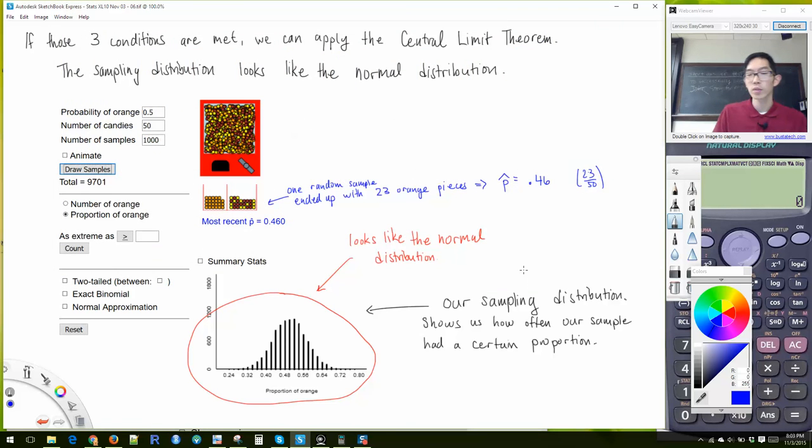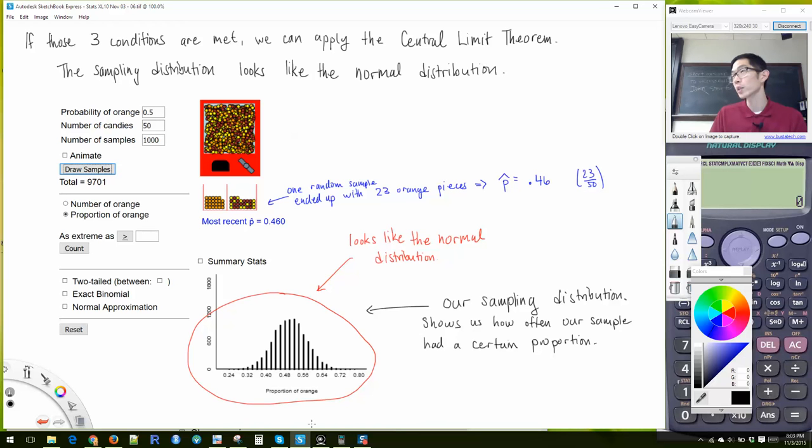I hope this demonstration makes sense and that we can continue to randomly draw pieces of candy. In this scenario, we got 23 orange pieces out of 50 pieces total, so 46% were orange. That means a tiny little tick mark goes right here. Building up this thing, this looks like the normal distribution.